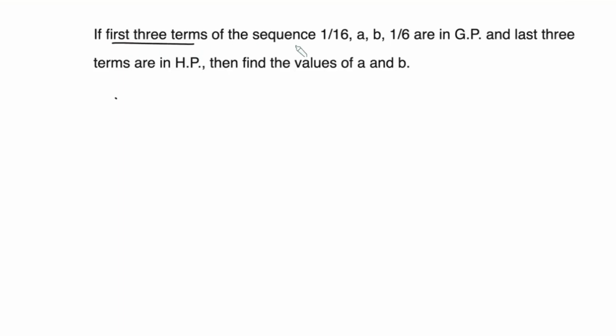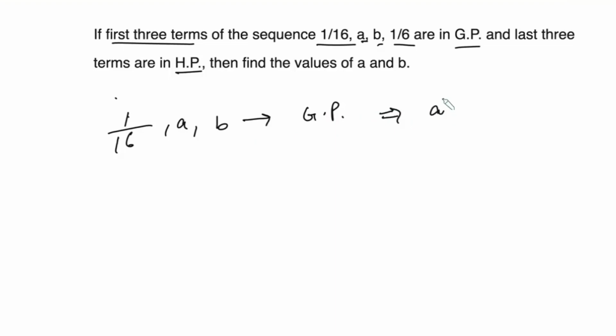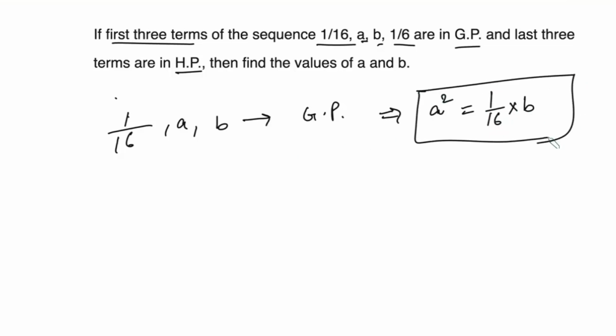If the first three terms of the sequence 1 over 16, A, B, 1 over 6 are in GP, and the last three terms are in HP, find the values of A and B. So we are given that the first three terms, 1 over 16, A and B, are in GP. So from here, we get a relation that A square should be equal to 1 over 16 times B. So that's one equation. Second, we are given that the last three terms are in HP. That means A, B, and 1 over 6 are in HP.